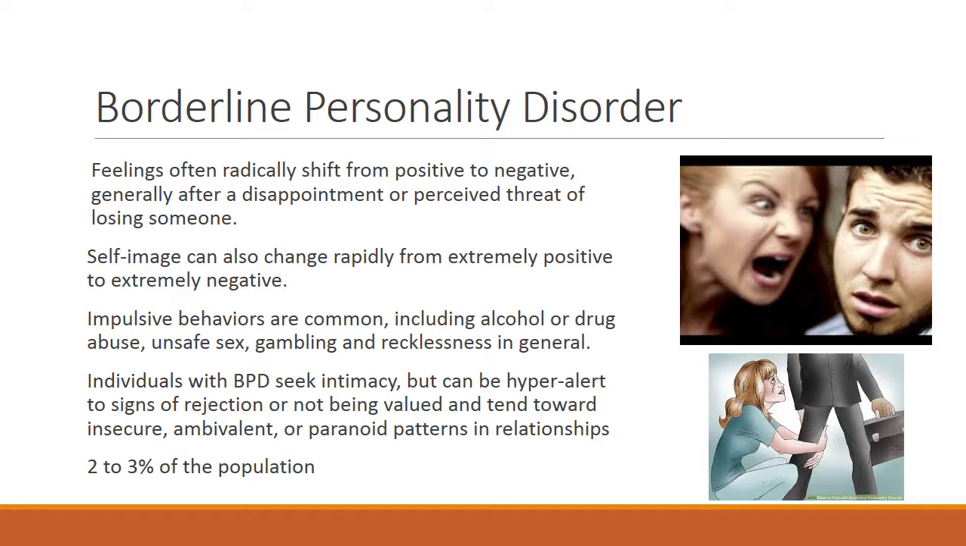Impulsive behaviors are common, including alcohol or drug abuse, unsafe sex, gambling, and a general sense of recklessness. Individuals with borderline personality disorder seek out intimacy, but are very hyper alert to any signs of rejection or not being valued, and tend toward insecure, ambivalent, or paranoid patterns in their relationships. It affects 2 to 3% of the adult population. And yes, you do see overlap between multiple disorders. So you could have somebody who has borderline personality disorder and has another disorder as well.